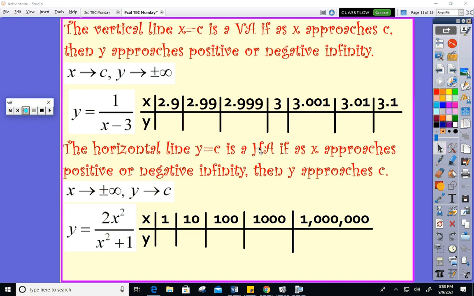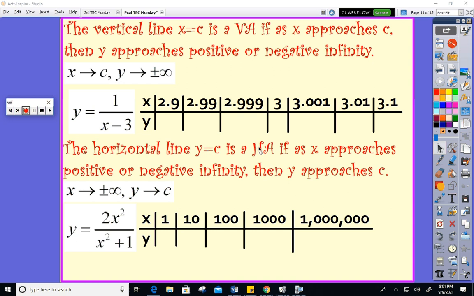We are going to look at a few applications of vertical and horizontal asymptotes. Let's look at the formal definition of a vertical asymptote. A vertical line x equals c, where c is just a number, is a vertical asymptote if, as x approaches c, the y approaches either positive infinity or negative infinity. Let's play around with y equals 1 over x minus 3.